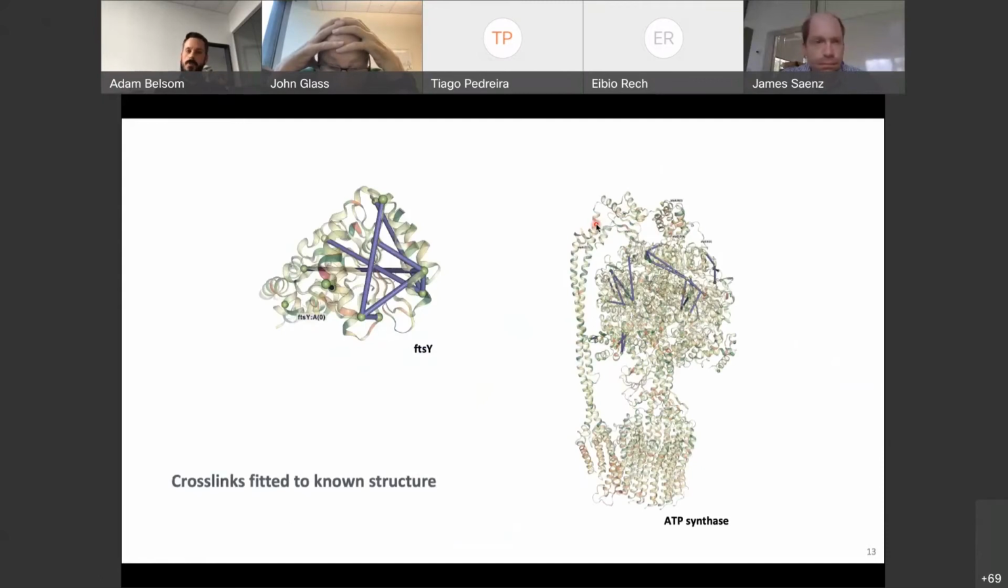And also, where we have structures, we can fit them to the known structures. So here we just have cross-links in FTSY, which is a relatively small protein, and we have cross-links that show cross-linking between the subunits of ATP synthase. So this is what we have so far. So far so good.